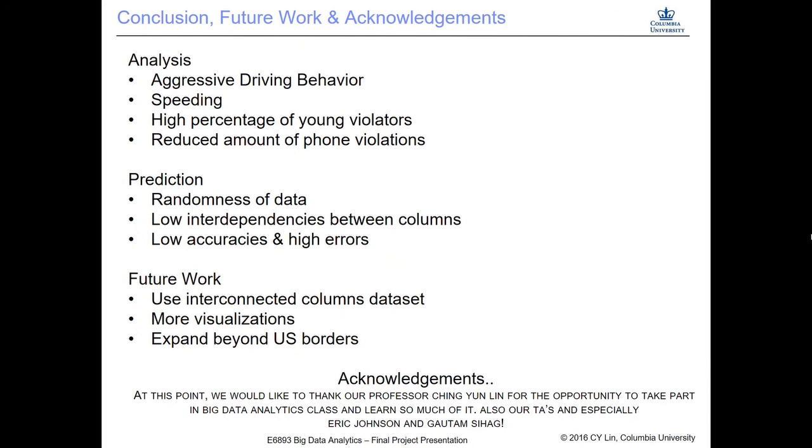To sum up, initially we did analysis of New York State traffic violations from 2012 to 2015, and the most important results were aggressive driving behavior that is signified by top types of violations, a very high percentage of young people in the dataset, speeding as top violation type, and reduction of mobile phone violations. As far as the prediction part is concerned, due to the randomness of the data and low interdependencies between the columns, we got low accuracies and high errors. In order to be able to predict results, there must be some sort of a connection between the columns.